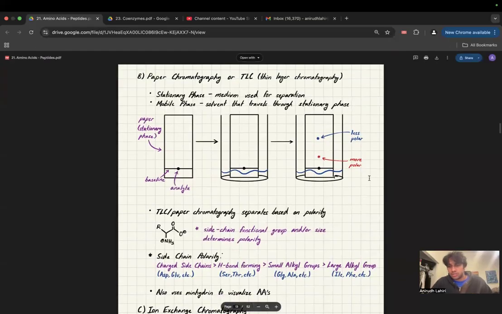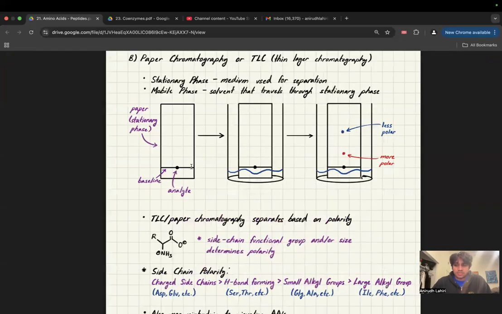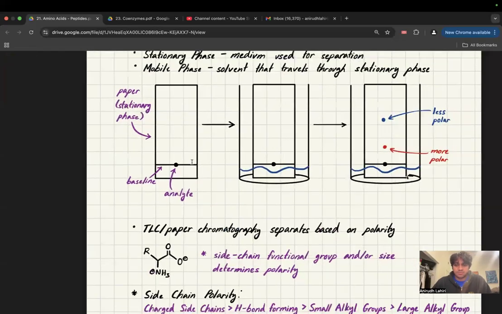Okay, paper chromatography. This is also known as TLC, thin layer chromatography. So we have a stationary phase, which is the medium used for separation, a mobile phase, the solvent that travels through the stationary phase. So the idea is that let's say we have a piece of paper. Okay, this is the stationary phase. Obviously, paper is not moving. Okay, I draw a line, and this is my baseline. Analyte is a mixture of the things that I'm trying to separate.